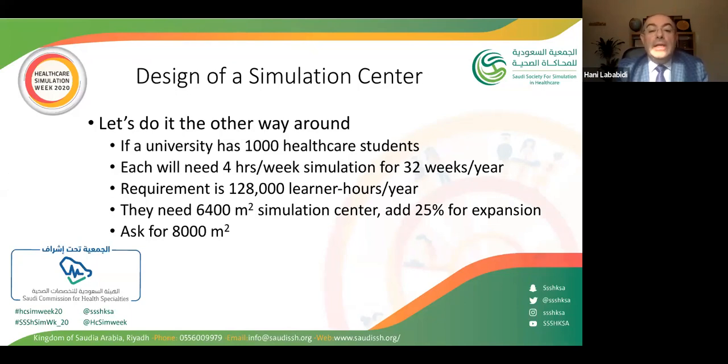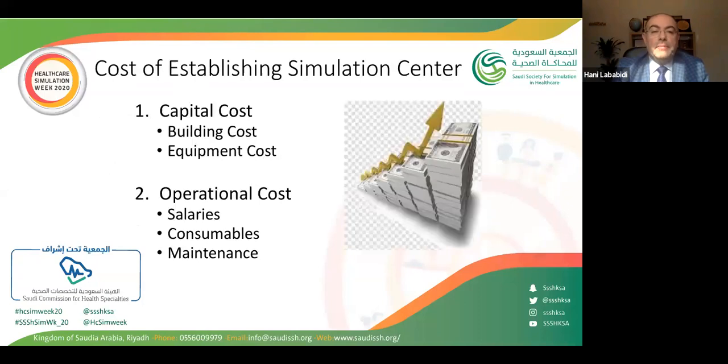And then they need a simulation center, which is about 6,400 square meters. Always have a margin of error and some percentage for expansion. Probably you can ask for an 8,000 square meter simulation center, and you can train about 1,000 students in this university. It will cover their training.